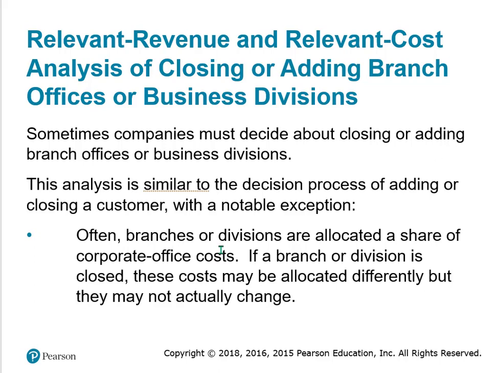Sometimes companies have to decide about closing or adding branch offices or business divisions, and this analysis is similar to the process of adding or closing a customer with one notable exception. Frequently, branches or divisions are allocated a share of corporate office costs. And if a branch or division is closed, these costs may be allocated differently, but they may not actually change. Sometimes maybe a little bit will change if they've lost a manager, but most of the time those costs just get allocated across the remaining divisions.